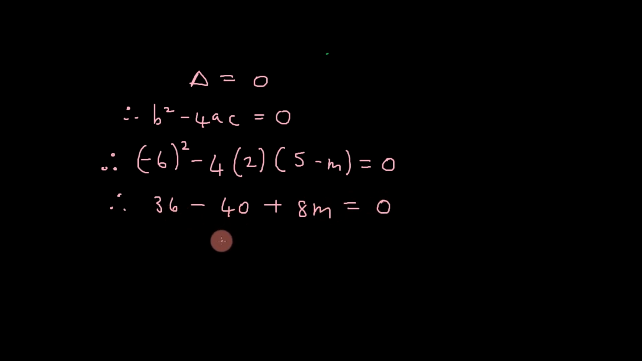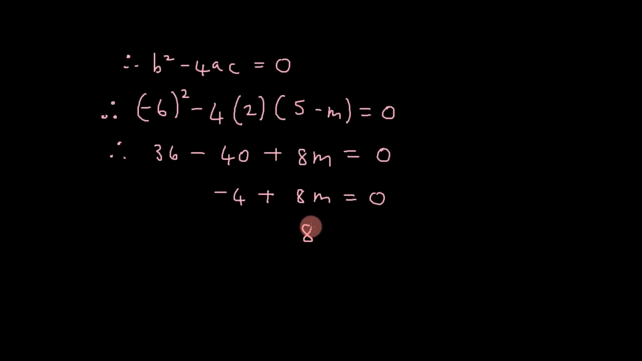So 36 minus 40, of course, is negative 4. And we simply solve for m. So 8m will equal positive 4. And m will equal 4 over 8, which is a half. So then the equation will have equal roots when m equals a half.